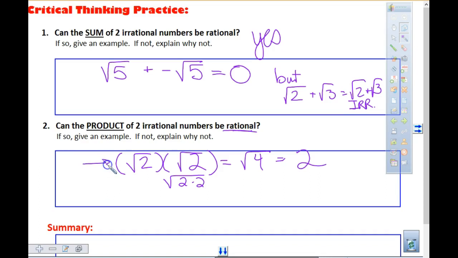Other than the square root of 2. Now, definitely, you could have had where it's going to always be irrational. And it's if I have something like square root 4 times square root 3. No, square root 4 is not irrational, right? So square root 2 times square root 3, that is going to be square root 6, and this is irrational.